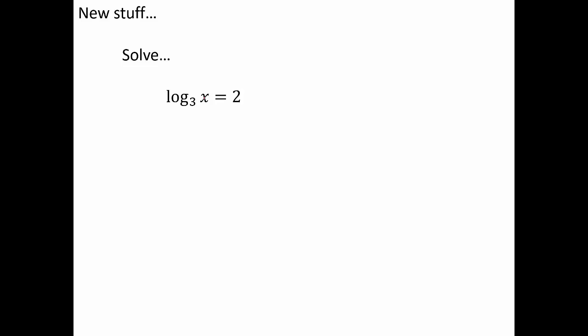So in this case, I'm going to use isolation. The outermost operation is log base 3. I need to get rid of that log base 3. The inverse of a logarithm is an exponential, so I'll use an exponential of base 3. So what I'm going to do is rewrite both sides, the left and the right side, as an exponential expression. Notice I did not multiply both sides by 3.